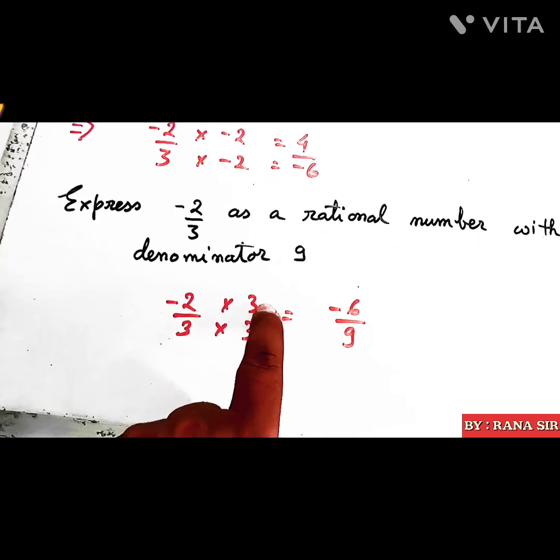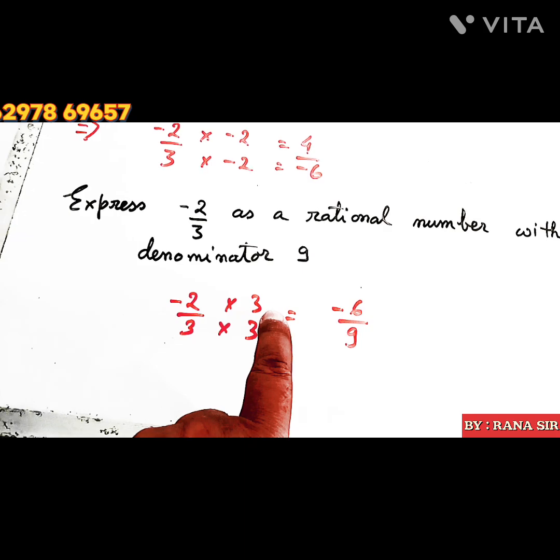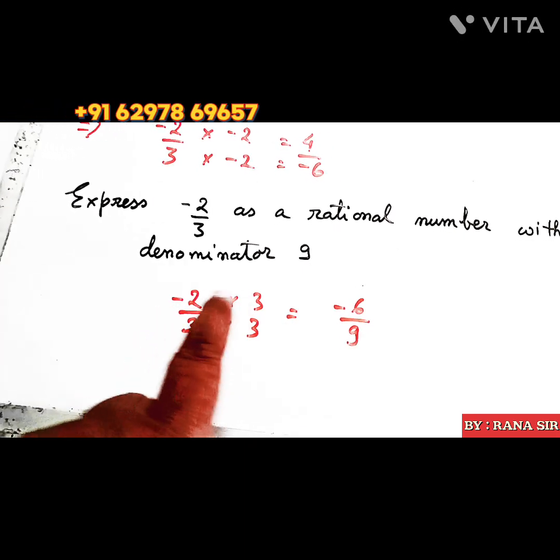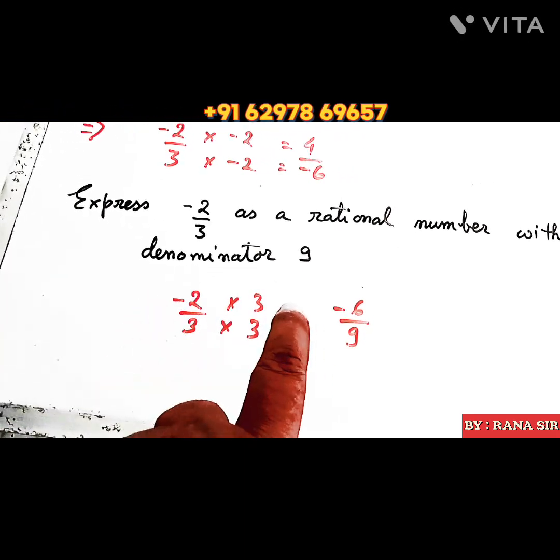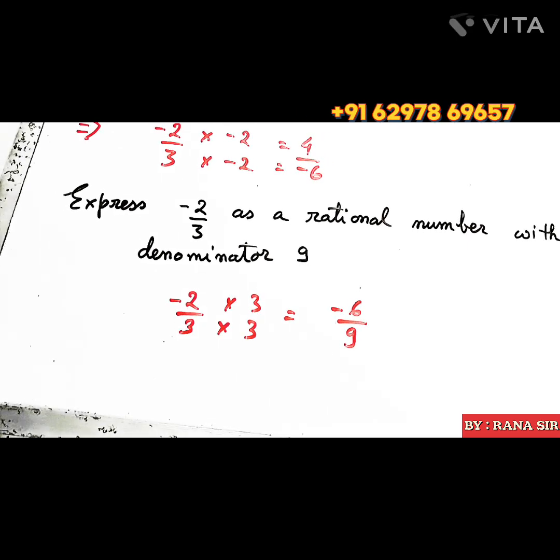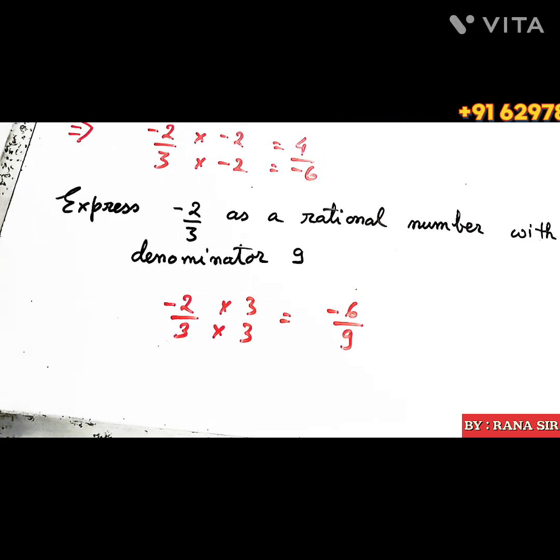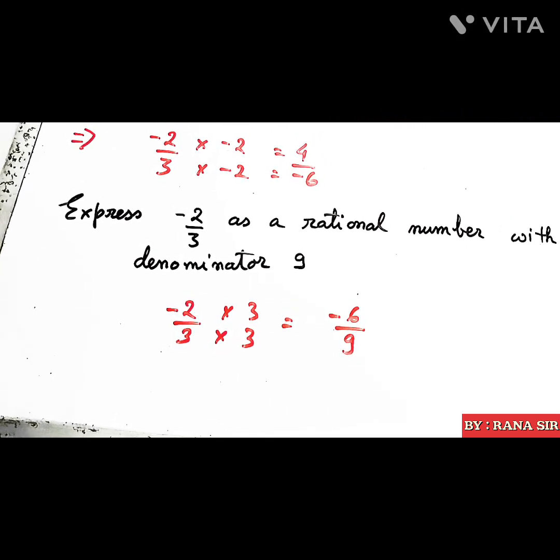So we have to also multiply the numerator with the same number, that is 3. Minus 2 into 3. Minus into plus is minus. So 2 3s are 6, so minus 6. So numerator should be minus 6.